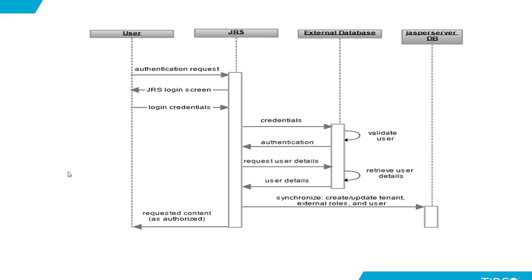As you can see in the diagram, the user attempts to log in to JasperReports Server. The credentials are validated against an external database where the password is stored. Assuming authentication succeeds, the user details are then retrieved from the database and passed back to the repository database for synchronization, and then the user is redirected to the user's home page.